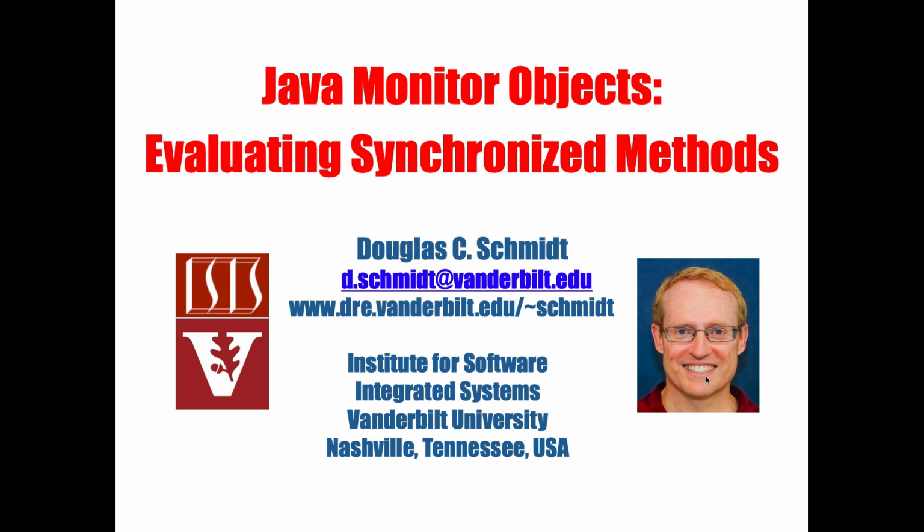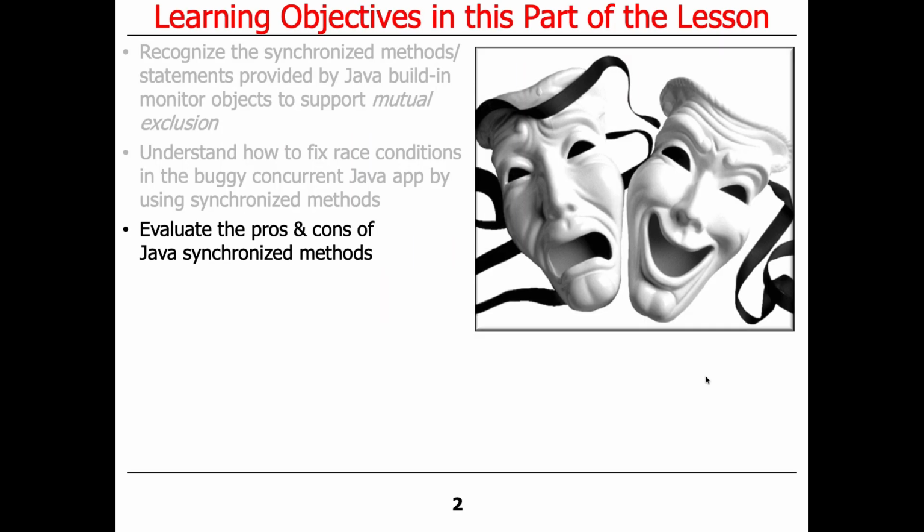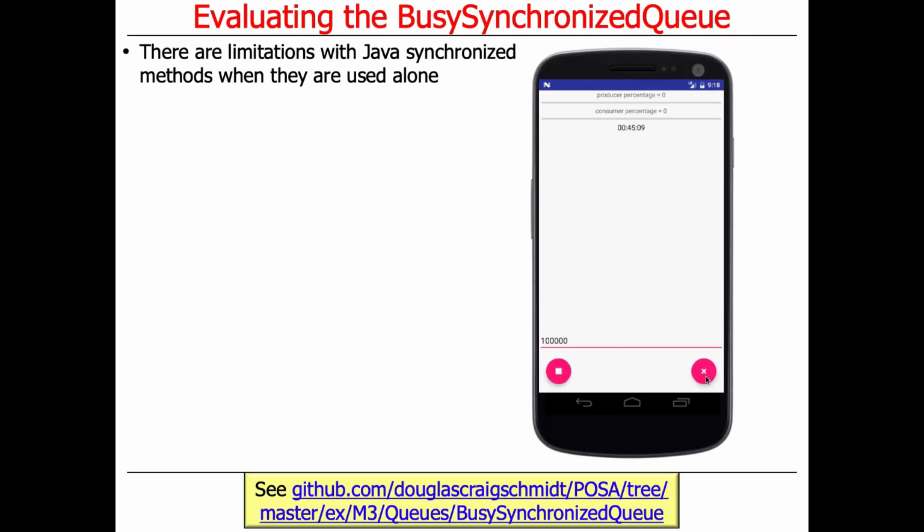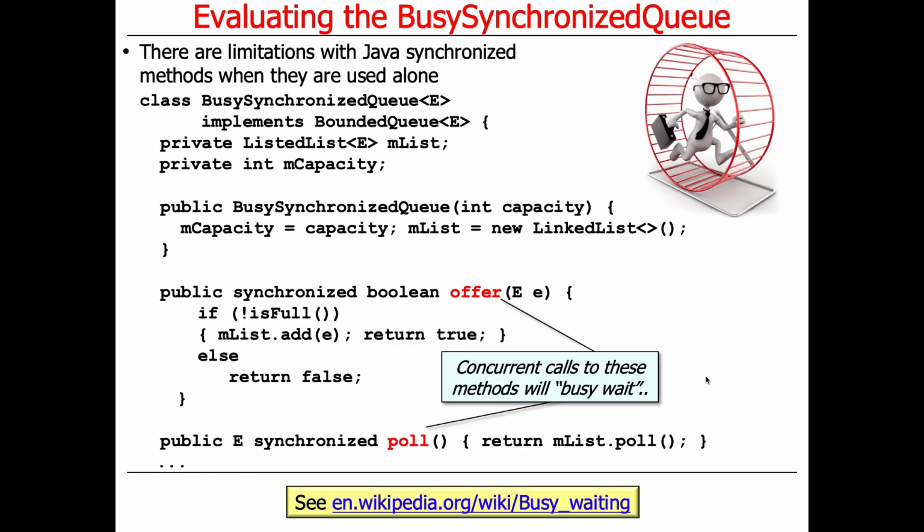So now that we've talked about synchronized methods and synchronized statements, let's compare and contrast them and talk about the pros and cons. There are obviously limitations with synchronized when you use them in isolation from the other mechanisms available with a condition object, namely the coordination mechanisms. The main problem here is we're going to end up with busy waits. So when you offer and poll in a loop, then you'll spin, and that isn't very effective.